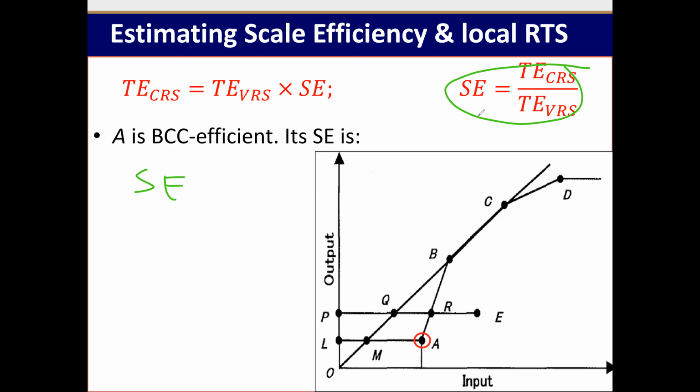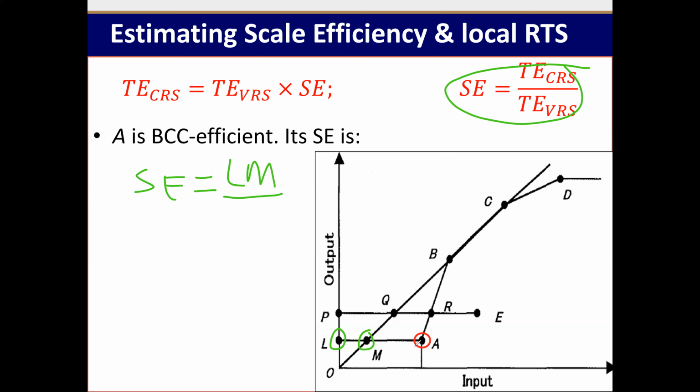So the SE is going to be the technical efficiency for the CRS. What is the distance to the frontier? The distance to the frontier is L to the point M. So the point L to the point M is the distance to the CRS frontier. That would be LM. And this is divided by the technical efficiency for the VRS. The technical efficiency for the VRS would be the distance from the origin, which in this case is L, to the VRS frontier, which is A.